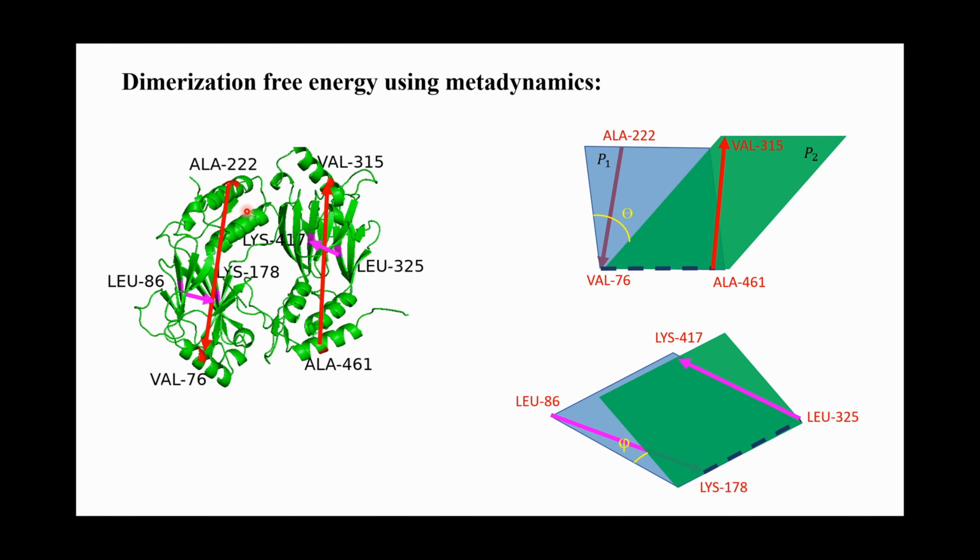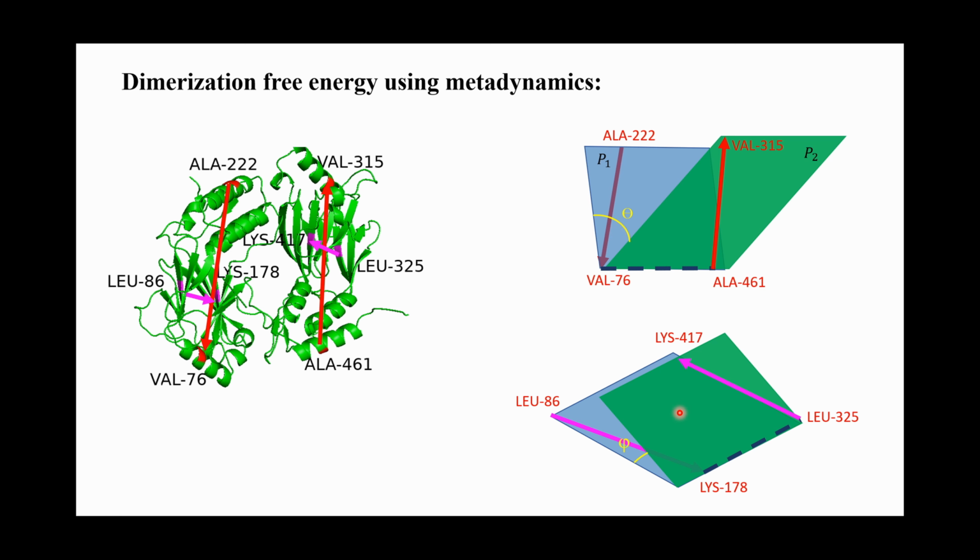two sets of vectors shown by the green and magenta colors, and we defined two planes. So plane 1 connects alanine 221 to valine 76 to alanine 461. These 3 points create the blue plane 1, and plane 2 connects valine 350 to alanine 461 to valine 76. So this is plane 2. By the help of these auxiliary vectors and the two red vectors, we can generate two planes and then calculate the angle, shown by theta, between the two planes.